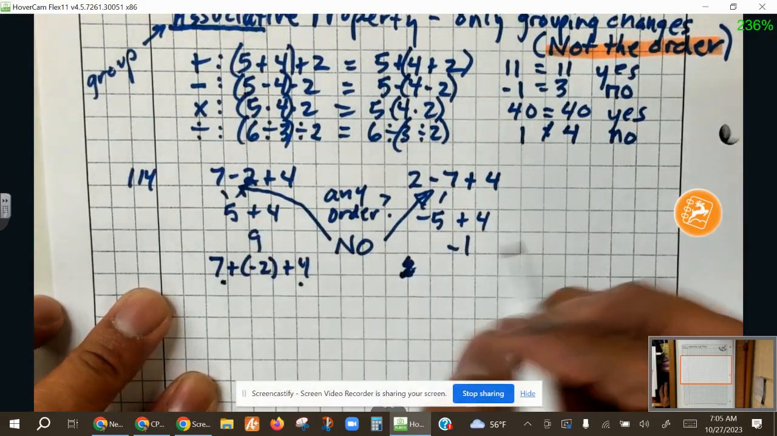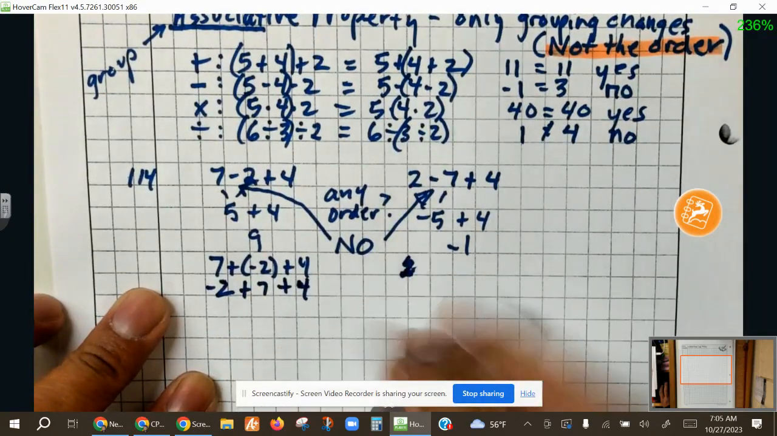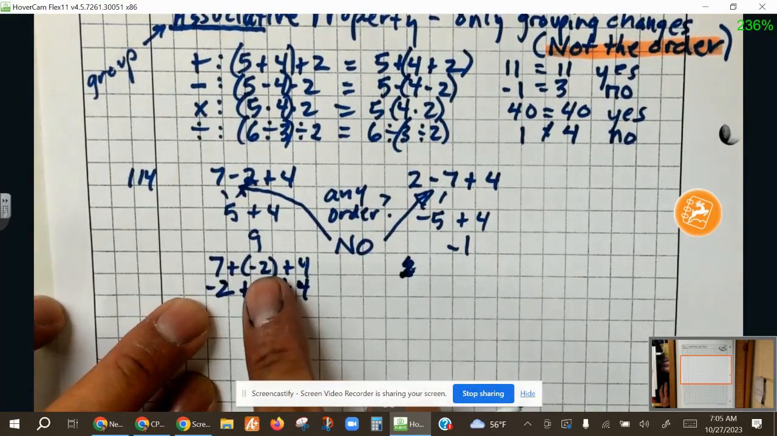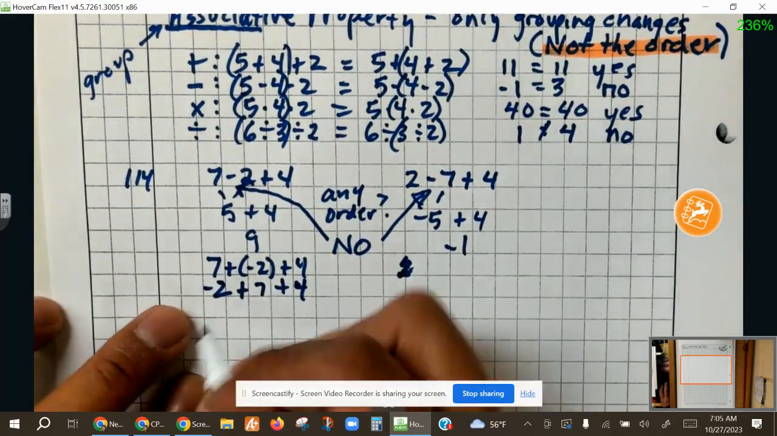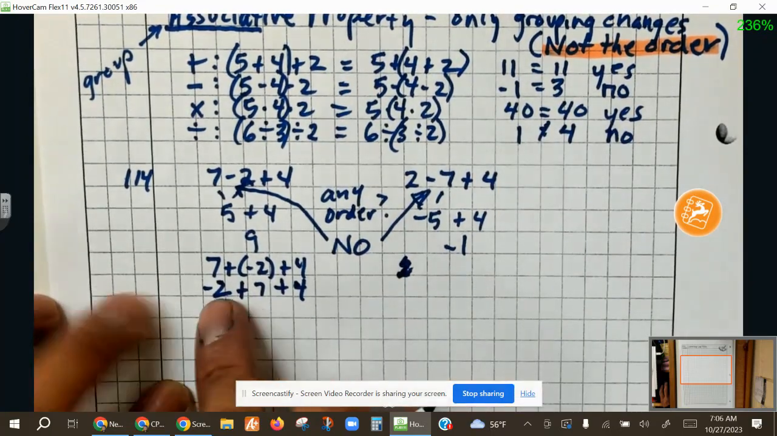So now I could change the order. I could change the negative 2 plus 7 plus 4. So instead of doing this, I'm moving the whole negative 2, so like that. So that would give me negative 2 plus 11. Or I can just do these first.